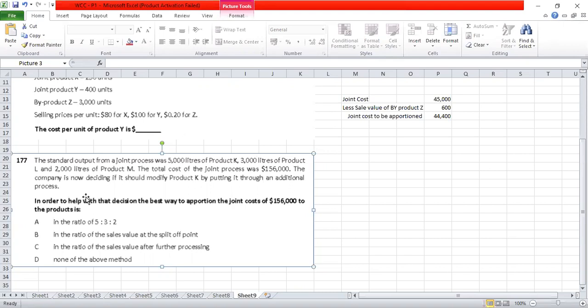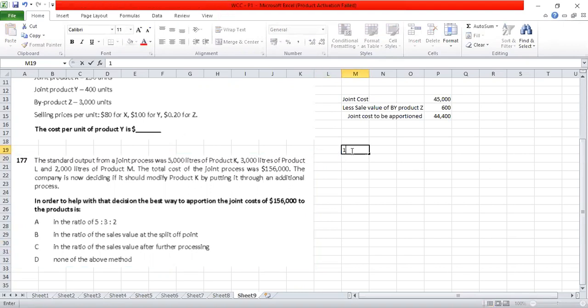So we should go with the answer. Answer is D for question number 177. So the answer is D, none of the above. Why? Decision to further process.